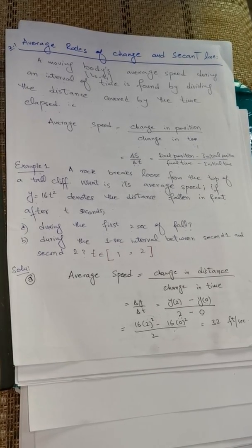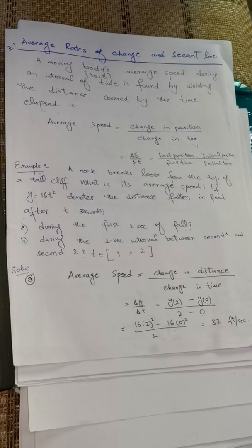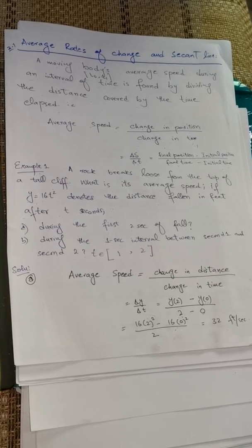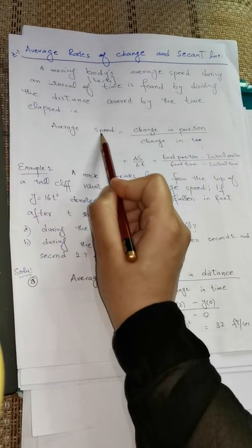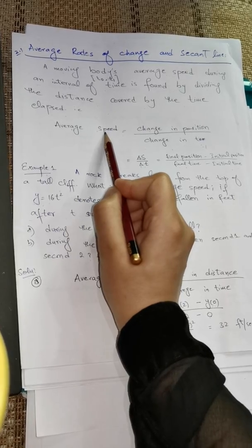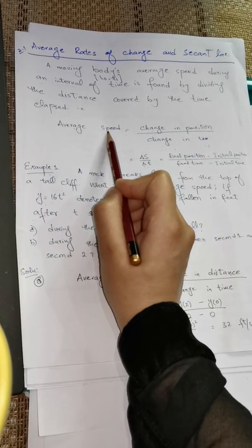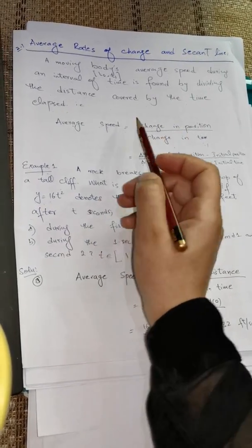Bismillahirrahmanirrahim. Today we are going to study average rates of change and secant line. The question is, what is the average speed of any body which is moving or maybe at rest? You can find the average speed of a body.